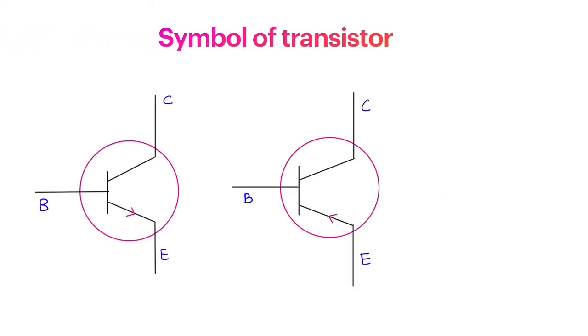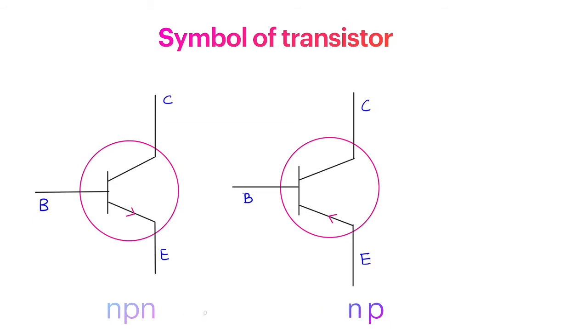Let us look into the symbol of the transistor. As you can see, there is an NPN transistor, right? There is an arrow from base to the emitter. What does it indicate? It indicates the direction of current from base to the emitter. The electrons will move from emitter to the base, so the current will flow from base to the emitter.